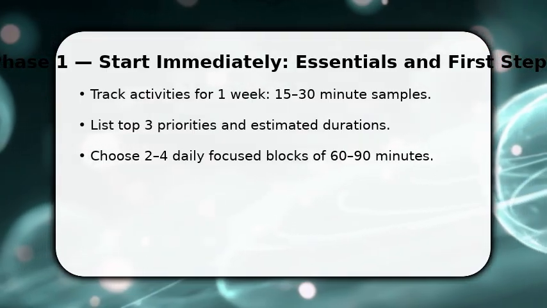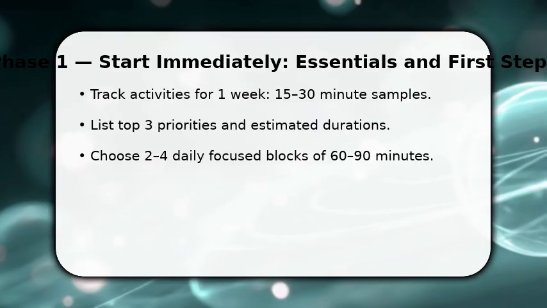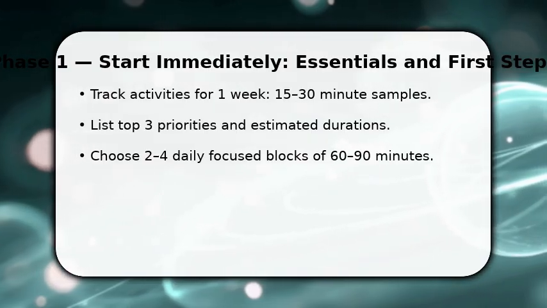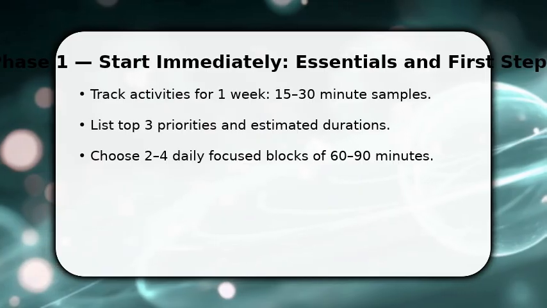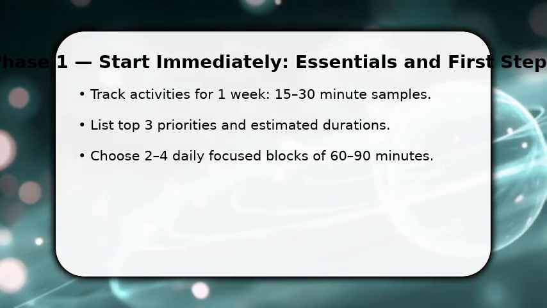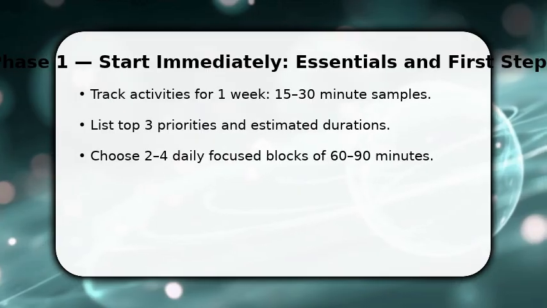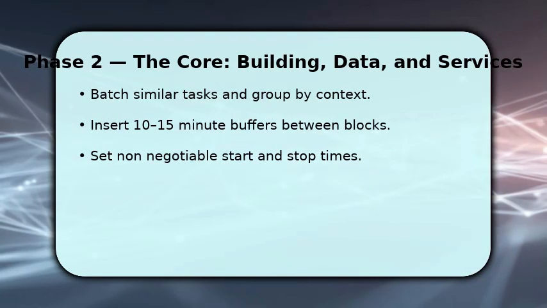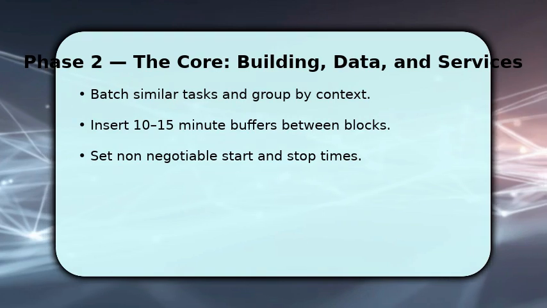Now open your calendar and carve 2 to 4 focused blocks of 60 to 90 minutes, labeling each with the priority. Make sure to set clear start and end times and enable a calendar alert so you respect the new structure. You now create blocking rules to keep the system usable.